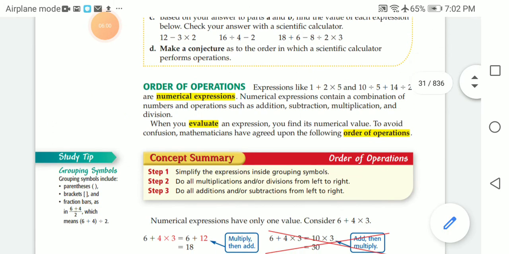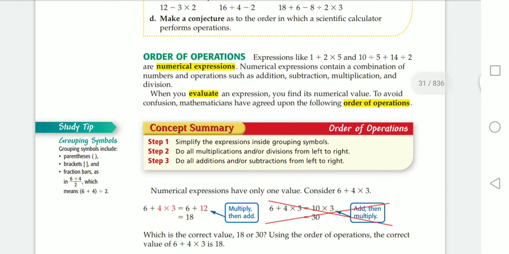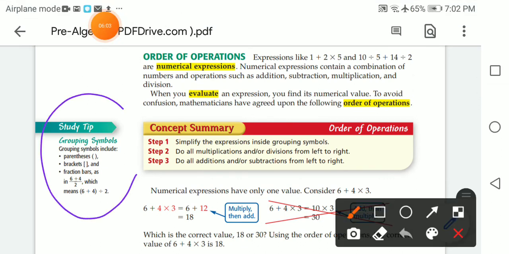As you see here also, the study tip, it's very important to write it in your notebook. The study tip, grouping symbols. So we have parentheses, it means brackets, sorry, and fraction bars. As fraction bars here, which means 6 plus 4 all divided by 2. This is the fraction bar. So parentheses, this is the grouping symbols.